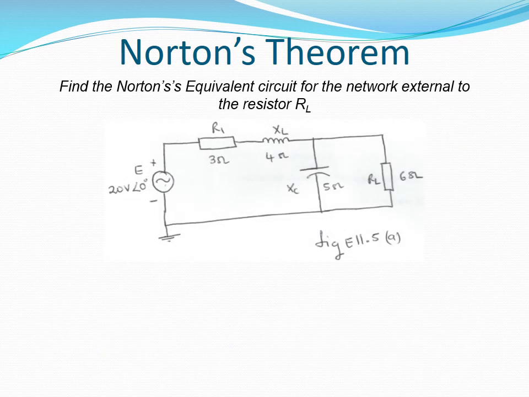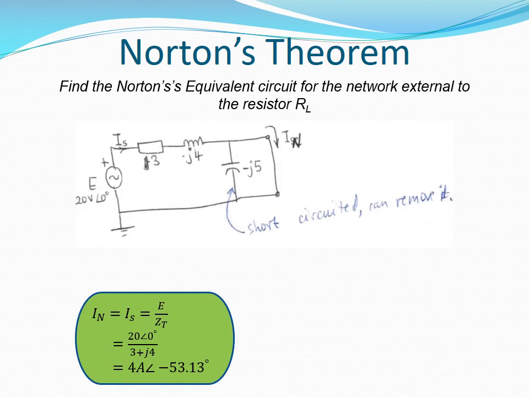Let's look at a second example. We want to find the Norton's equivalent circuit for the network external to the resistance RL. The first step is to determine the Norton's equivalent current. We remove the resistance RL and replace it with a short circuit.